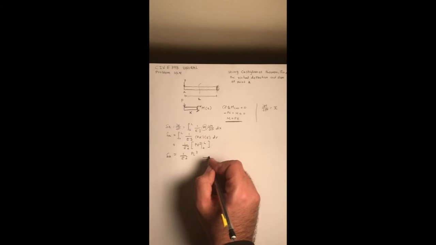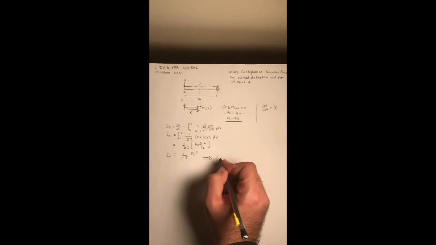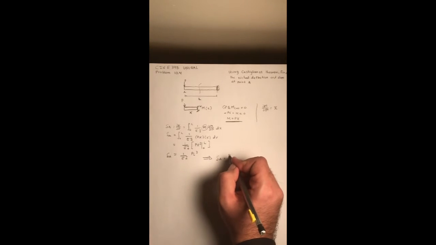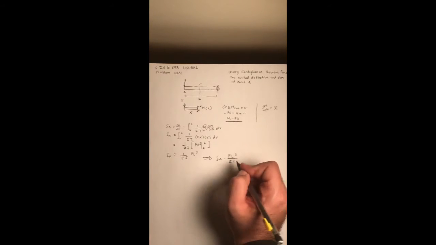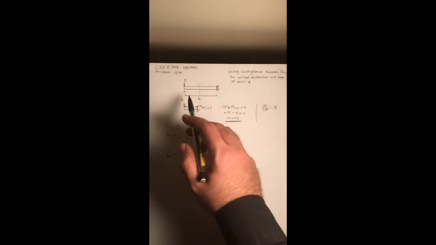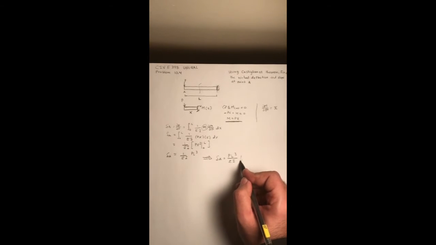So the deflection at A is equal to PL cubed over 3EI. Since it's positive, the assumed direction is correct. It's going to go downward, the deflection.